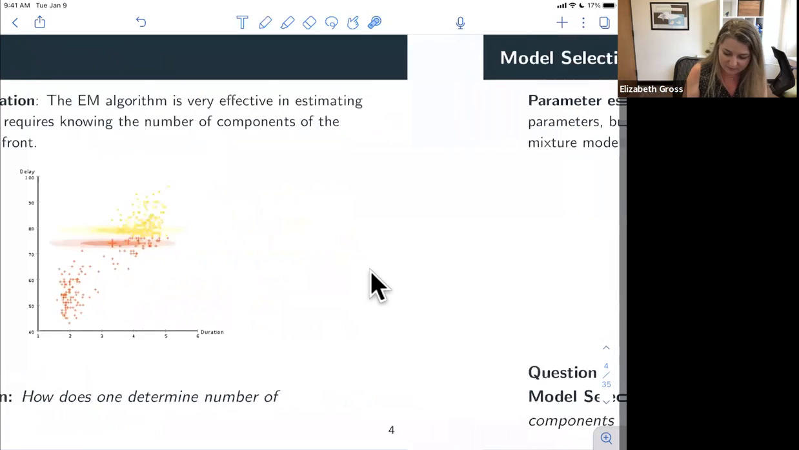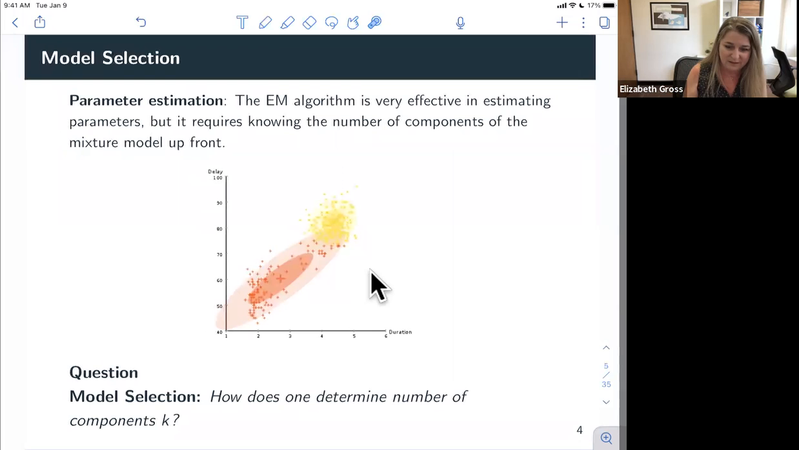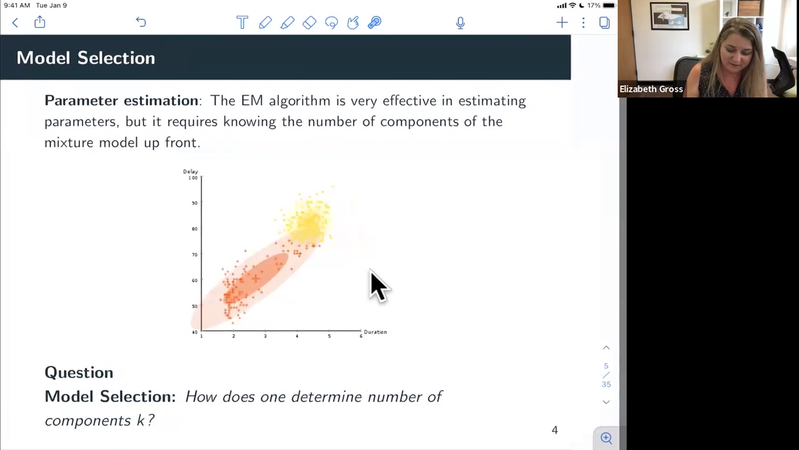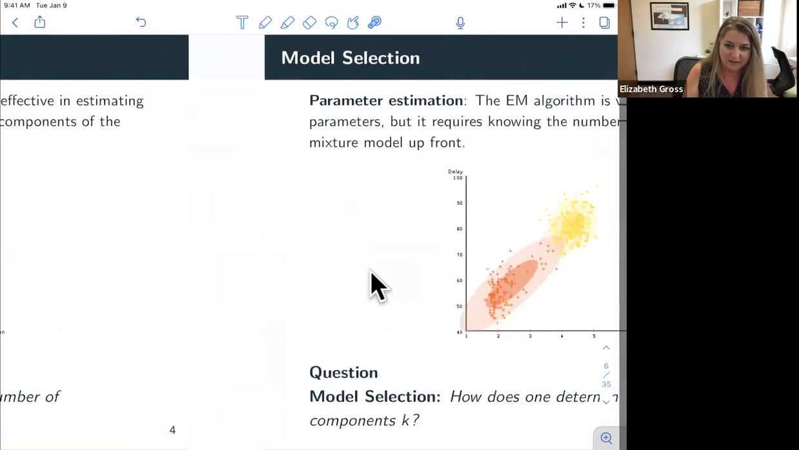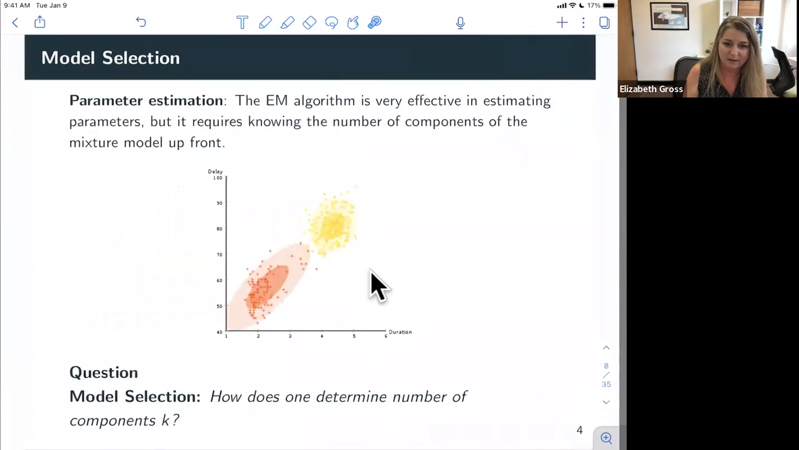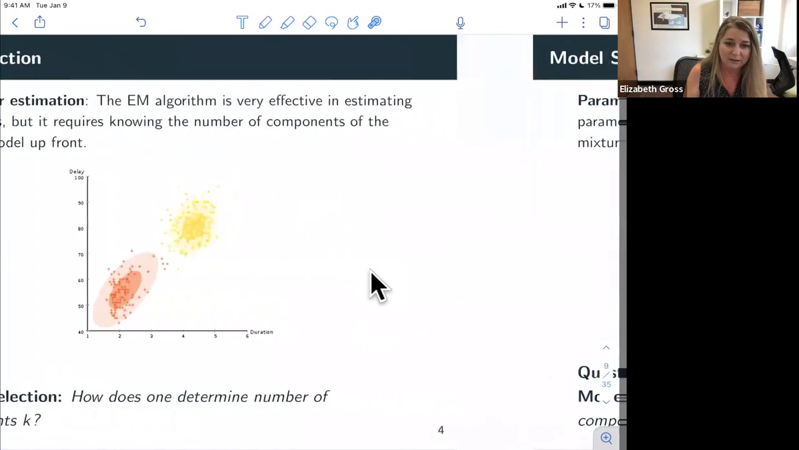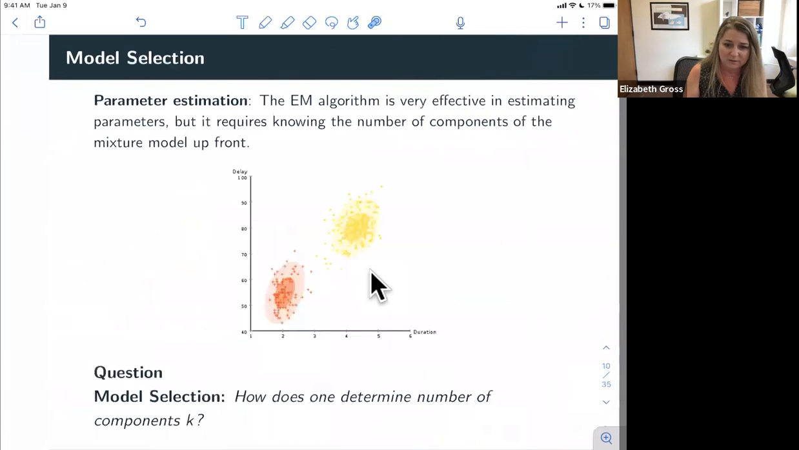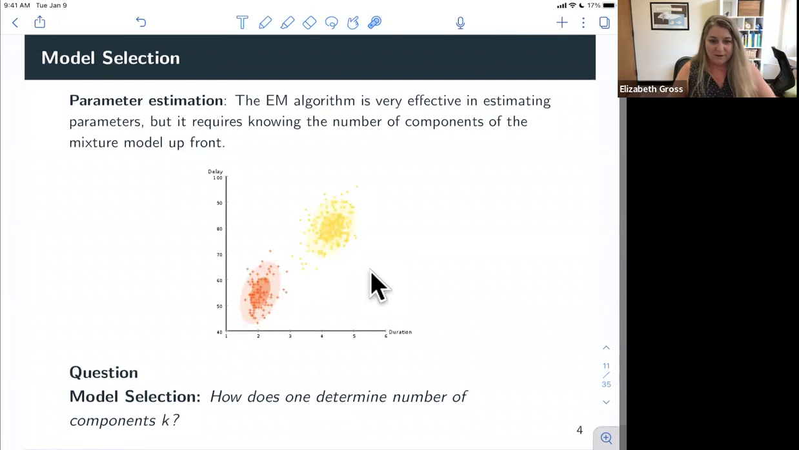And it can be actually quite effective, right? So we can see even in one step, we're already seeing some good clustering going on. And this is going through step by step, as we're going back and forth between labeling and estimating the parameters. All right, so this is a pretty effective algorithm.